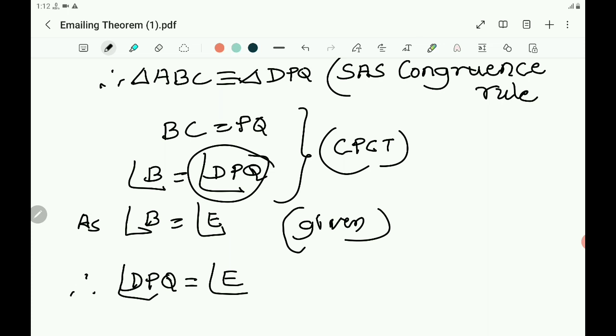Here what is the reason you can give? The axiom that you have learnt in 9th standard: things which are equal to the same thing. The same thing is angle B. To this same thing, the things which are equal are angle DPQ and angle E. So they must be equal. Therefore, you write the reason: Axiom 1, that you have learnt in 9th standard. First axiom, things which are equal to the same thing are equal to one another.